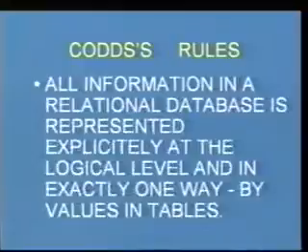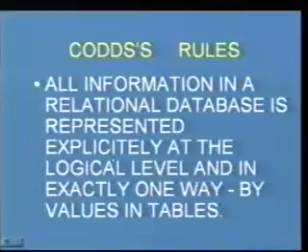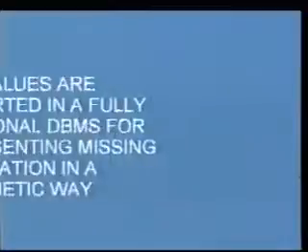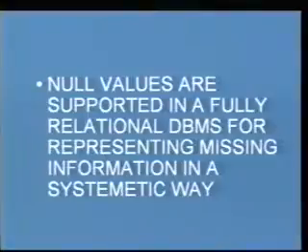Next we will get the concept of Codd's rules. In 1985, Codd proposed 12 distinctive rules by which a database can be described as to how relational it is. The first rule says all information in a relational database is represented explicitly at the logical level and in exactly one way by values in tables. Second rule says null values are supported in a fully relational DBMS for representing missing information in a systematic way.